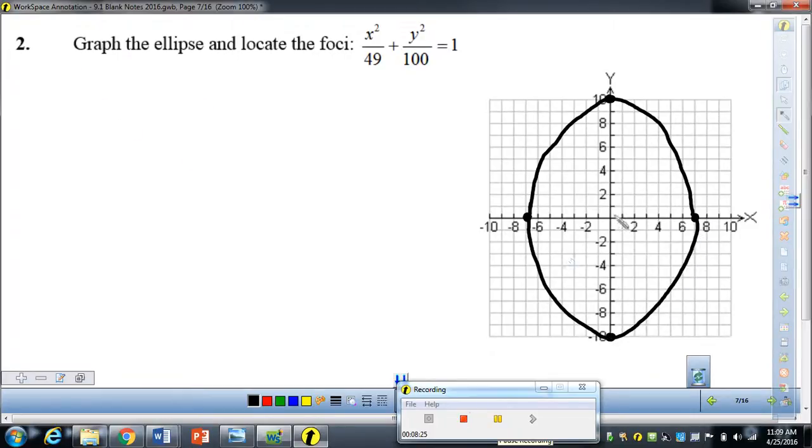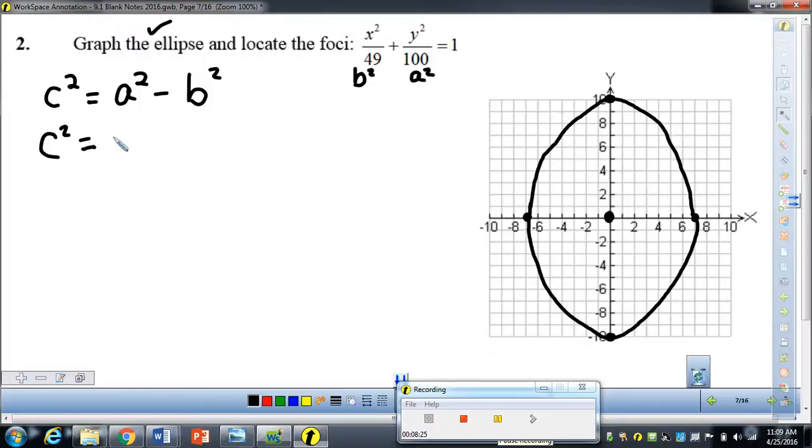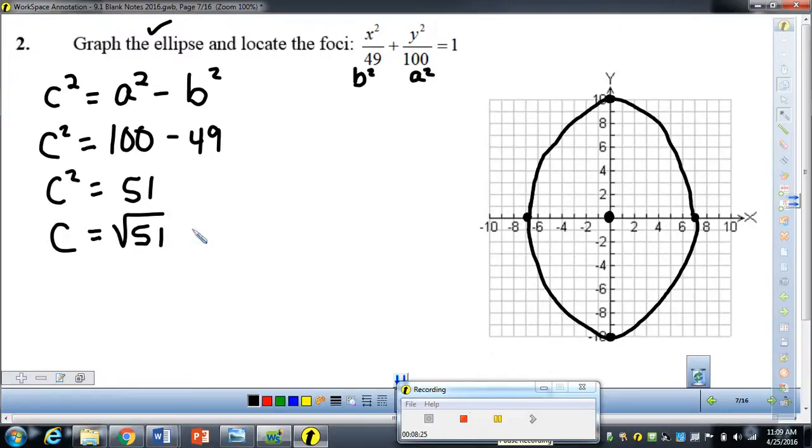Okay, so again, let's acknowledge that the center of this is at 0, 0. And so we've graphed the ellipse. Now we're going to locate the foci. So we're going to do our C squared formula again. A squared is always larger. So in this case, A squared is 100, B squared is 49. And this one doesn't work out as nicely. 51 is not a perfect square number. So when we take the square root of it, that is approximately 7.14.